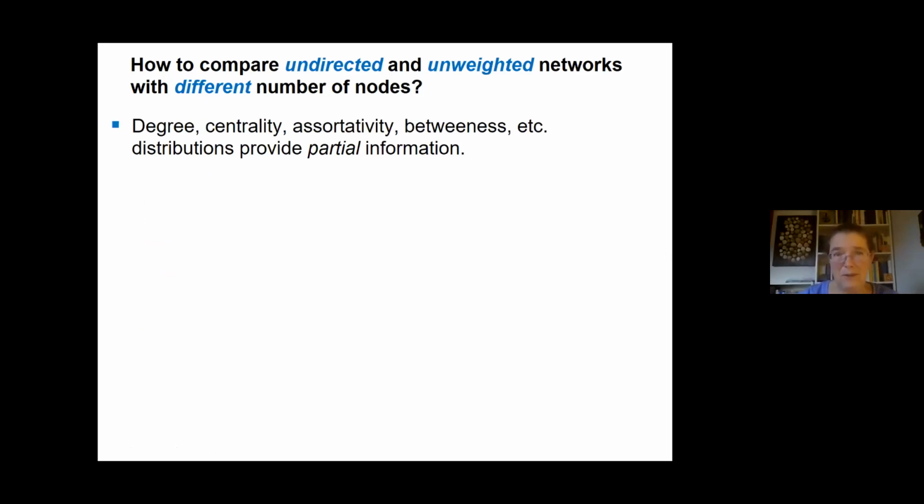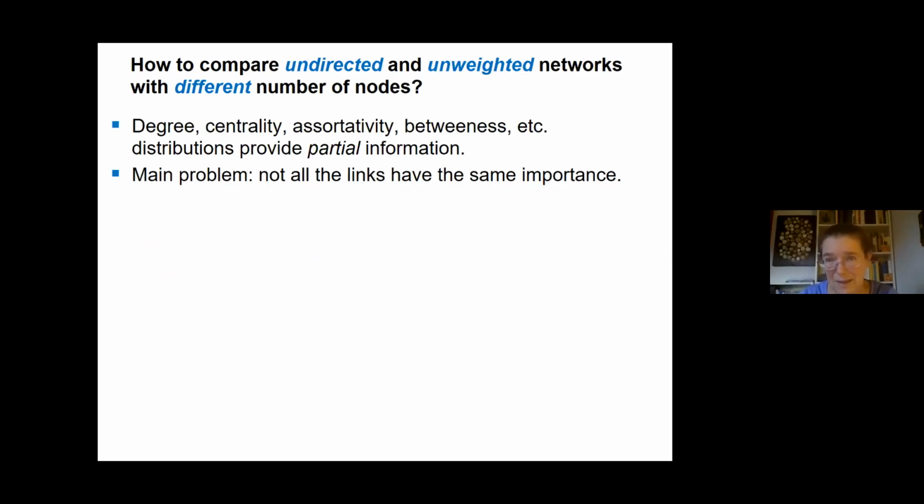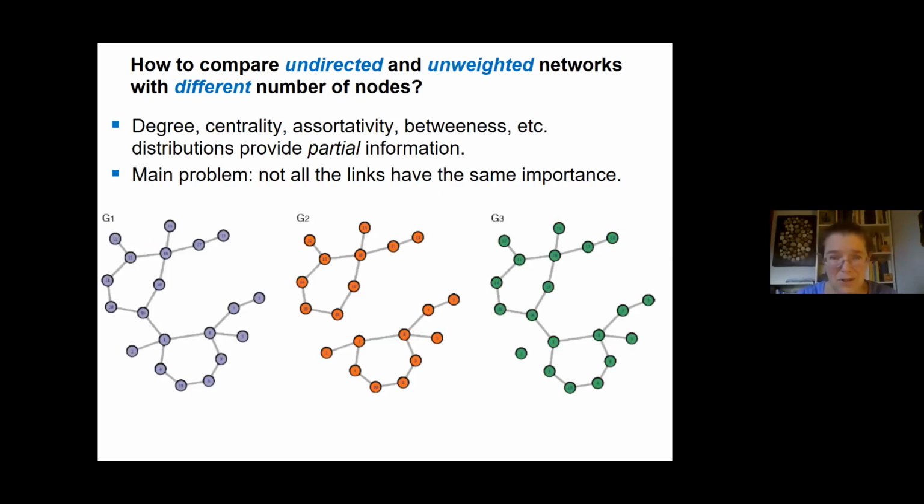So how can we compare networks that have these characteristics: undirected, unweighted, and with different numbers of nodes? It turns out that if you analyze the degree, the centrality, the assortativity, etc., this is only partial information. It is not by itself sufficient to distinguish important characteristics of different networks, mainly because not all the links have the same importance, and these measures do not take this into account. Here I have an example of three networks with a difference in only one link. Comparing the second network with the first one, this link here is missing, while in the third one, a different link is missing. Clearly it's not the same which link is missing, because in one case we have a disconnected network, and in the other case the network is basically connected except for just one node.